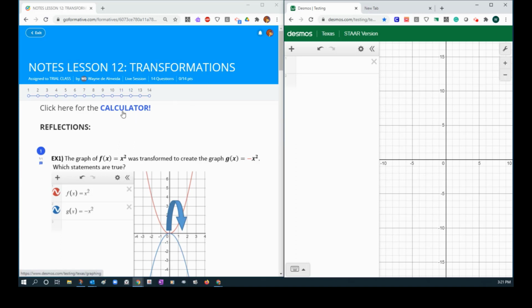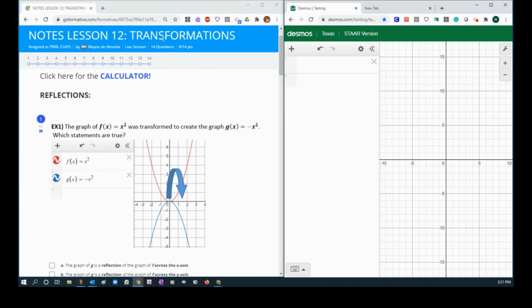Okay, if you need a calculator, you can click right here on the calculator link and it will take you to the calculator. I myself am going to be using this calculator here on the side, and here are my notes. Okay, so what is transformations?